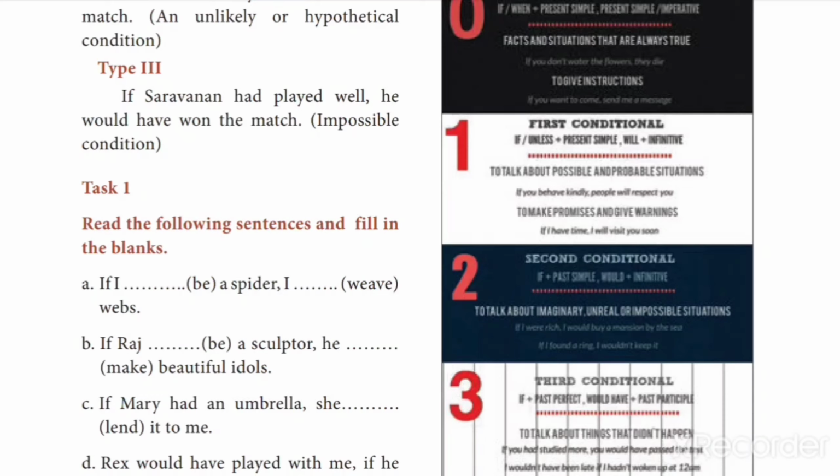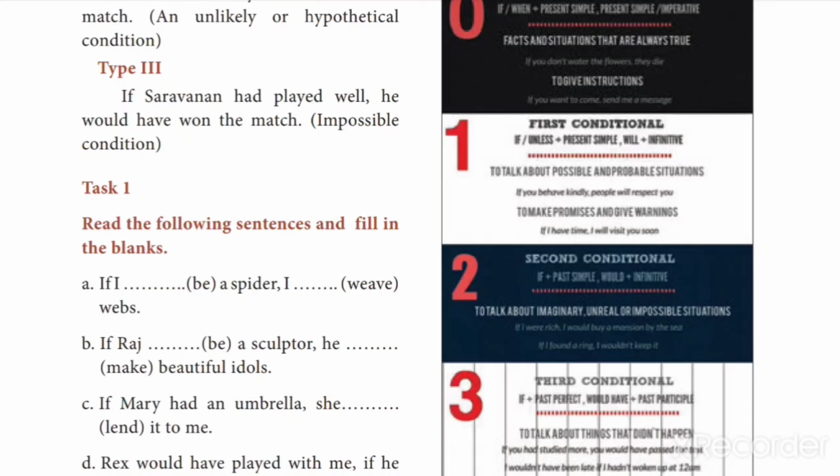Now we are moving on to second conditional, where the combination is if plus past simple and would plus infinitive. This is to talk about imaginary, unreal or impossible situations. Two examples are given here. Let's see. If I were rich, I would buy a mansion by the sea. And another one is, if I found a ring, I would not keep it.